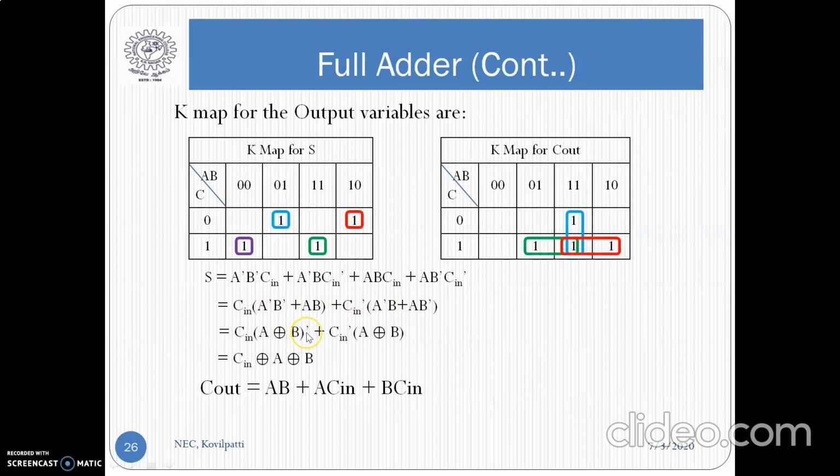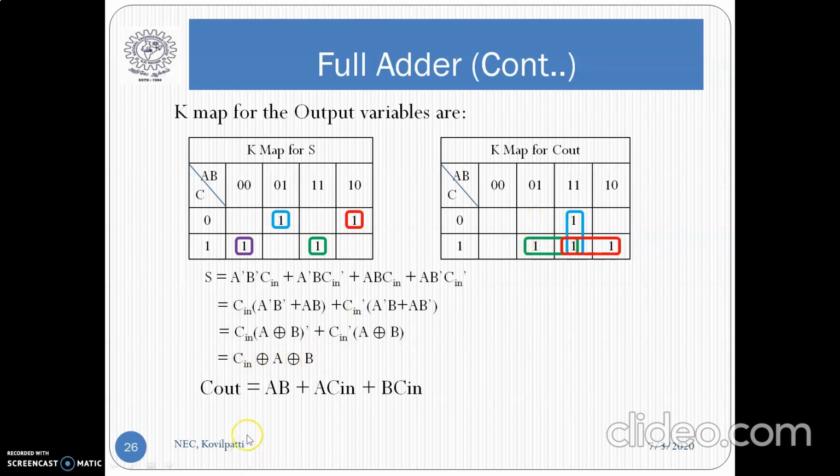So now it is considered the Cin as our A, and this is our B dash, and this is our A dash, and this is our B. So again it is in the form of A exclusive or B. So we can write like this as Cin exclusive or A exclusive or B, right? And what about our Cout?